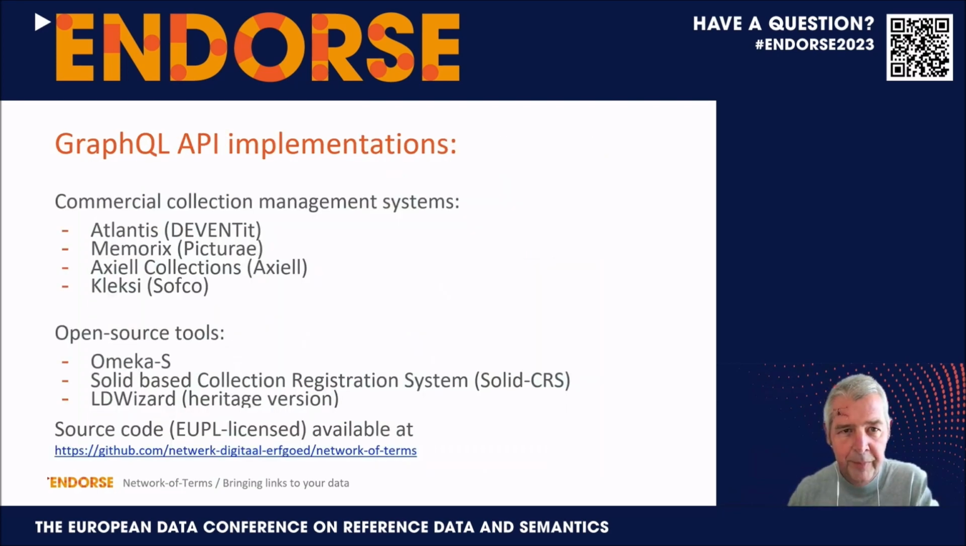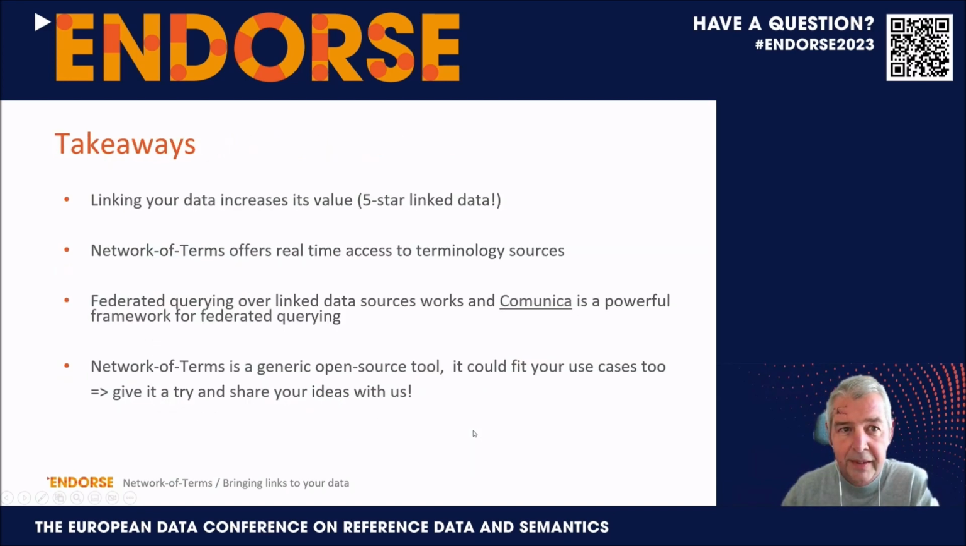Currently, we have implemented the API for the network of terms in a number of different collection management systems, also in several open source systems. The code is openly available on our GitHub, and the interesting part, of course, is that this tool is just a generic tool for finding linked data terminology sources, so reference sources for using URIs in your data.